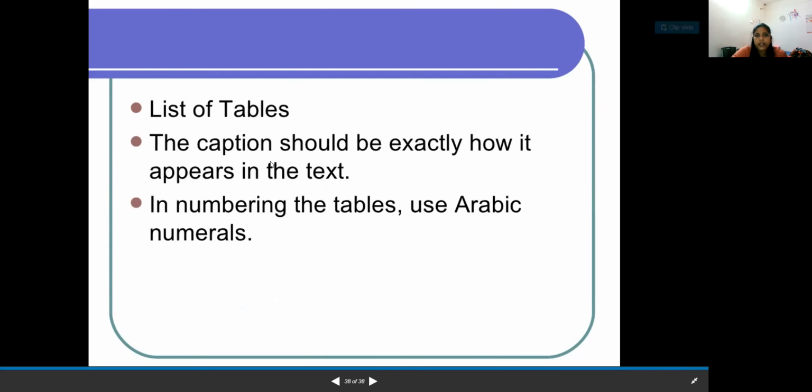Okay, list of tables: the caption should be exactly how it appears in the text, and in numbering the tables, use Arabic numerals. Okay, this is coming under the research.